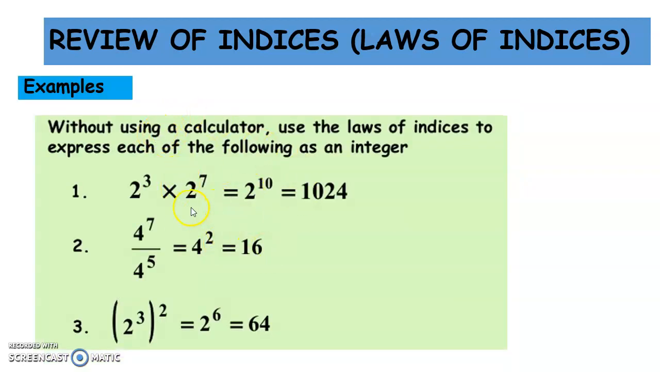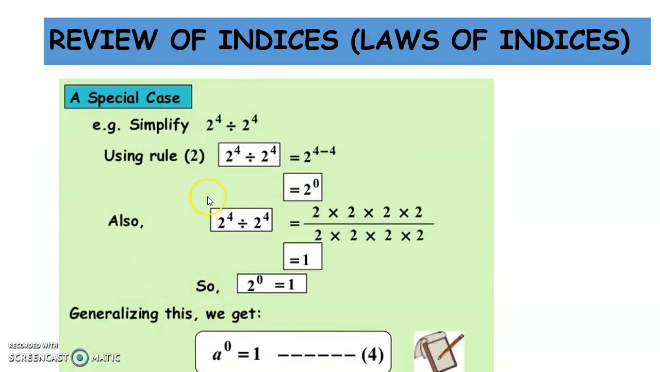Now, just take a quick review of the 3 laws we've looked at. So we have 3 plus 7 is 10. 7 minus 5 is 2. 3 times 2 is 6. You see that very clearly.